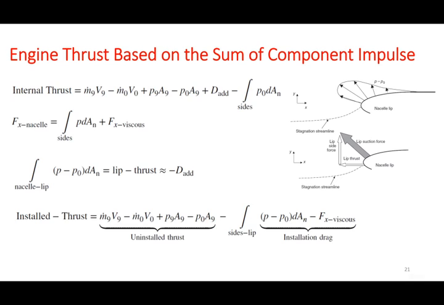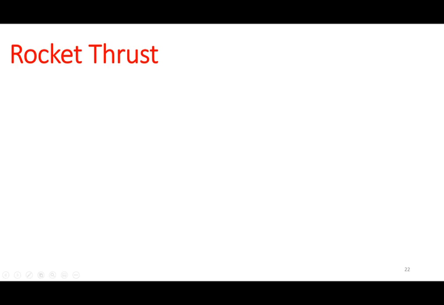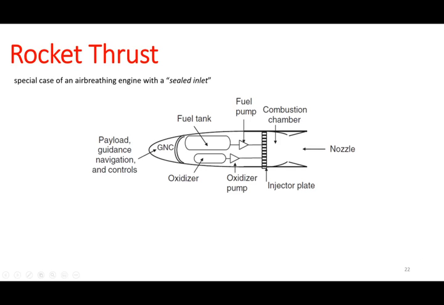Moving on, we want to have a very small discussion on the rocket thrust. So when dealing with a rocket, we are essentially dealing with the same thing as an air-breathing engine with a sealed inlet. So there is no air coming in. We only have the exhaust condition, the exit condition, right? And this is how a rocket essentially looks like.